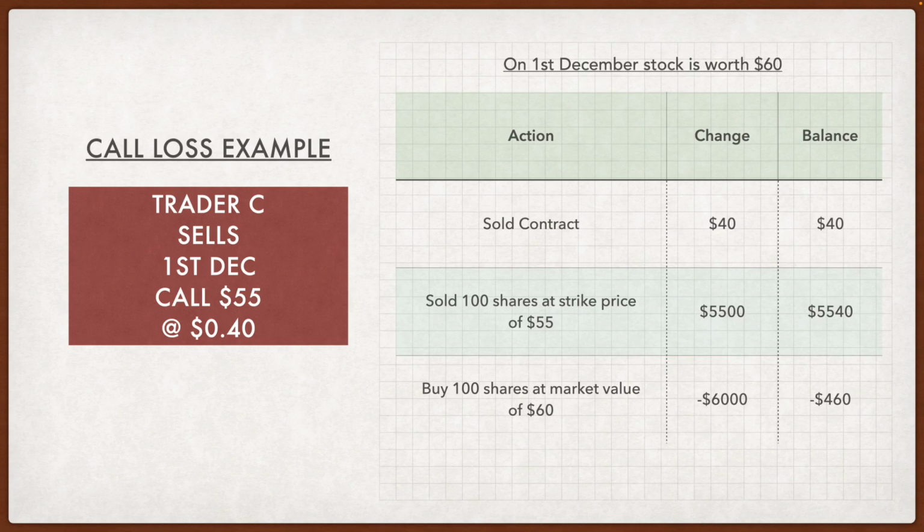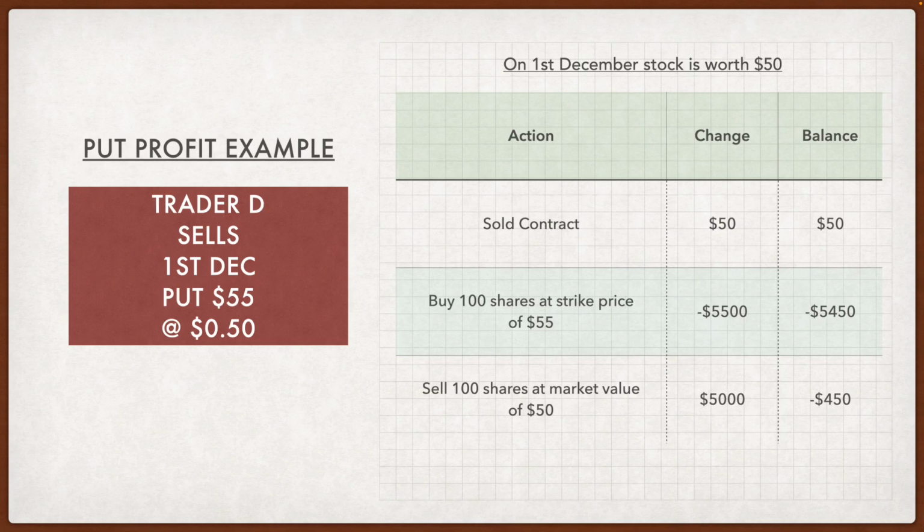And you may notice that this is the opposite of the Trader A scenario, and that is because options are a zero-sum game. For every winner, there has to be an equal and opposite loser. So, Trader D, same deal. They sold a contract at $50, but then on expiration day, the stock is worth $50, so they have to buy 100 shares at the strike price of $55, and then they have to sell the shares at the market value of $50 for a net loss of $5 per share.